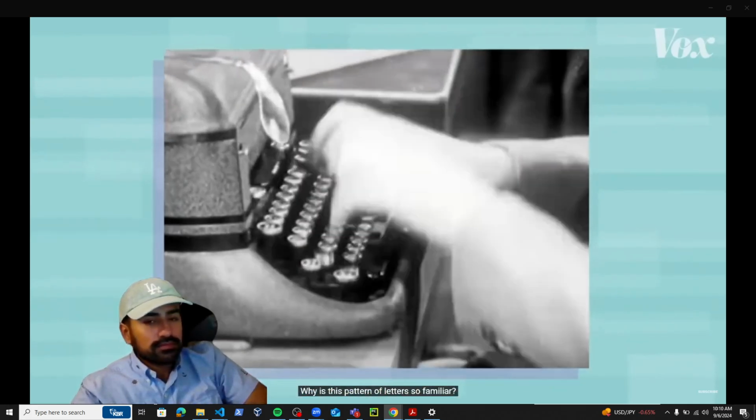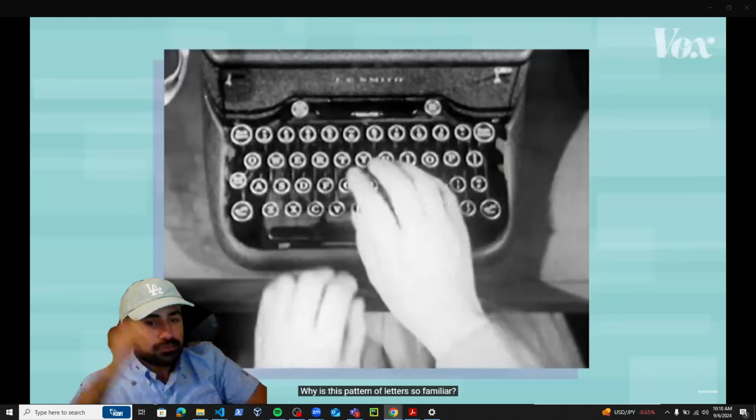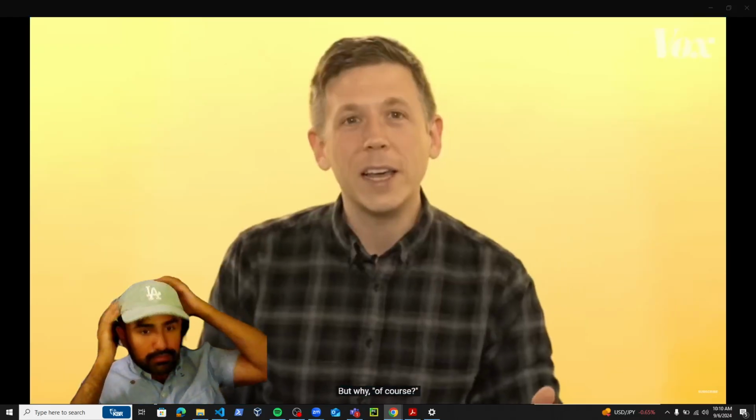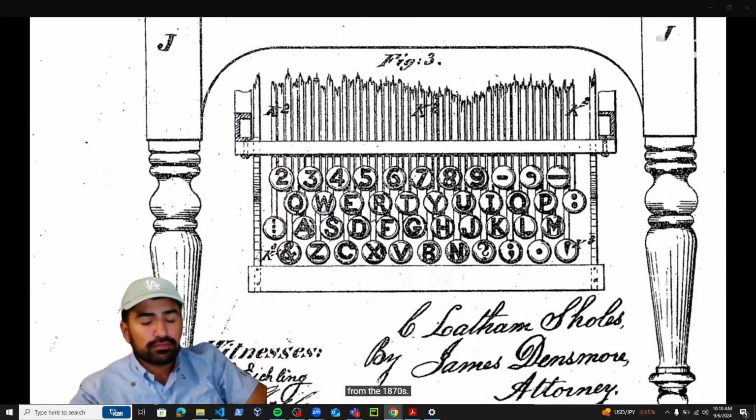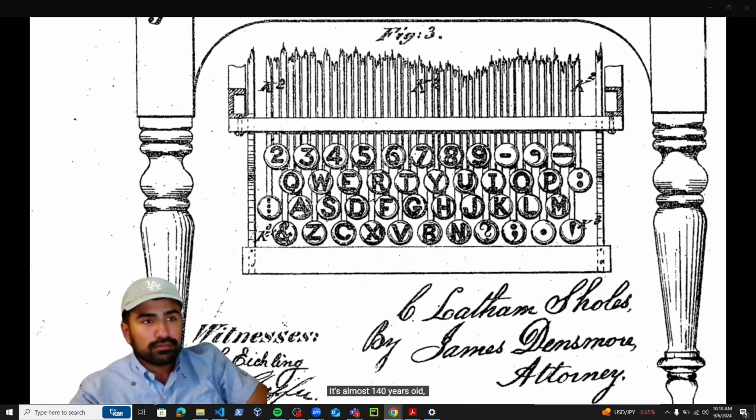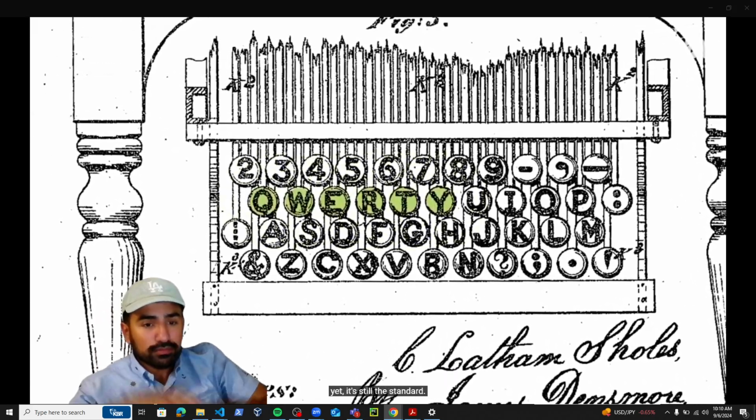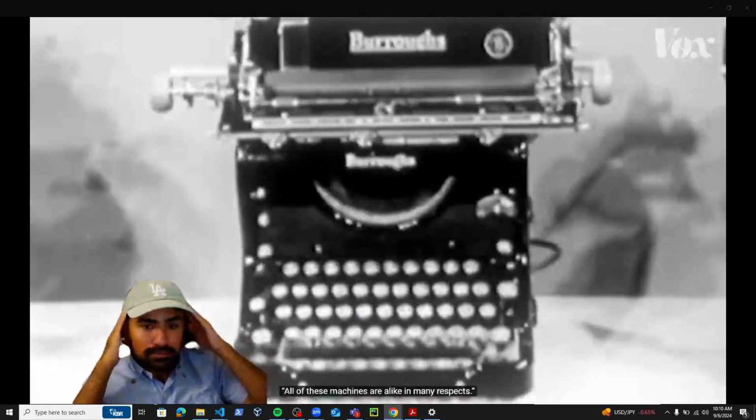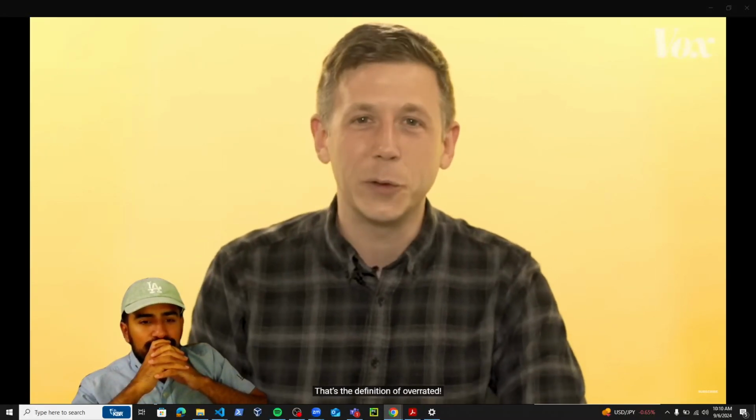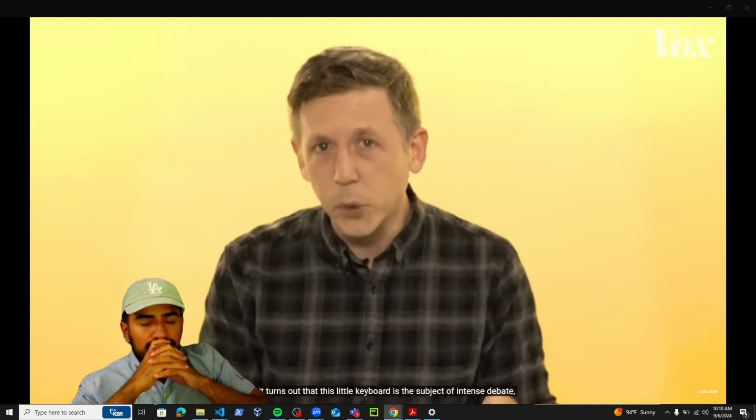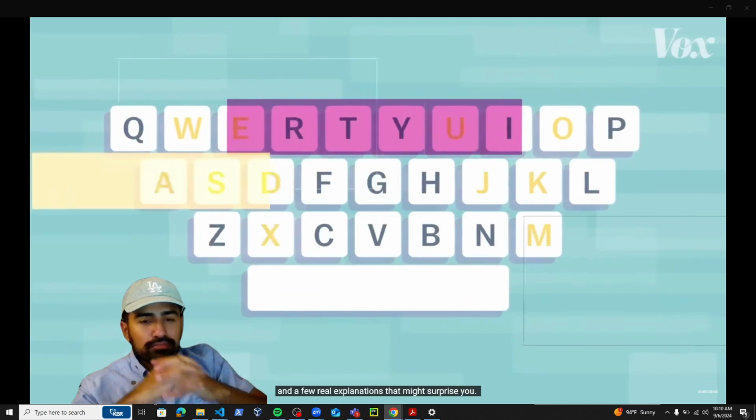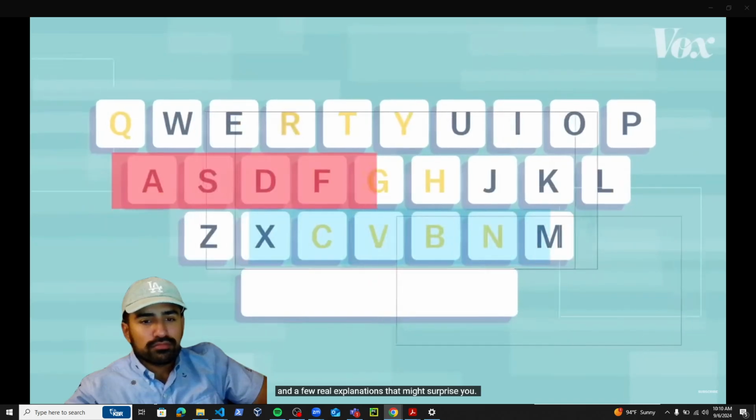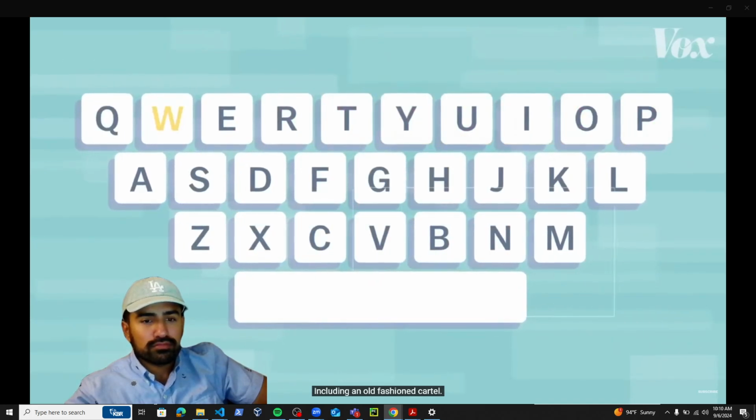But why? Why is this pattern of letters so familiar? This, of course, is the keyboard. But why, of course? QWERTY was just one person's invention from the 1870s. It's almost 140 years old, yet it's still the standard. All of these machines are alike in many respects. We all use it but don't know why. That's the definition of overrated. And it turns out that this little keyboard is the subject of intense debate, some lies you've probably been told before, and a few real explanations that might surprise you, including an old-fashioned cartel.